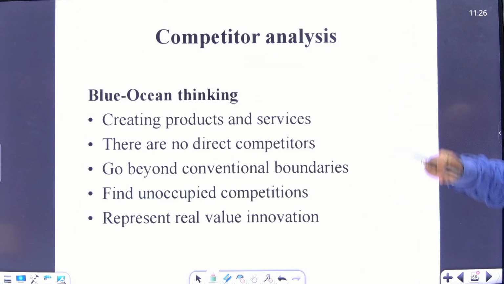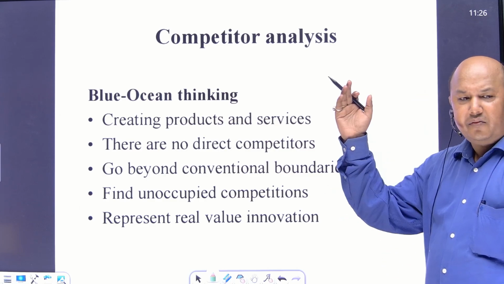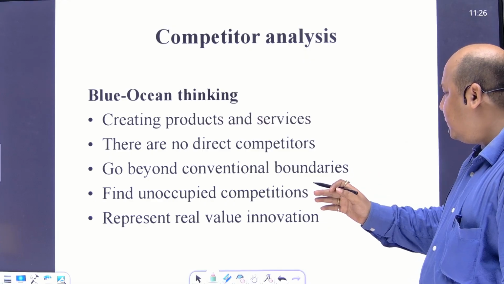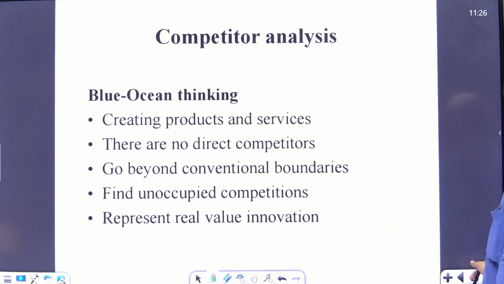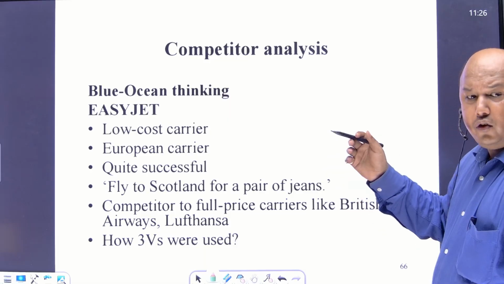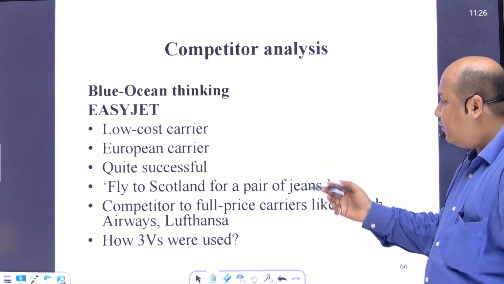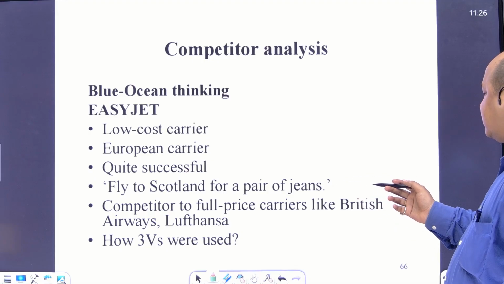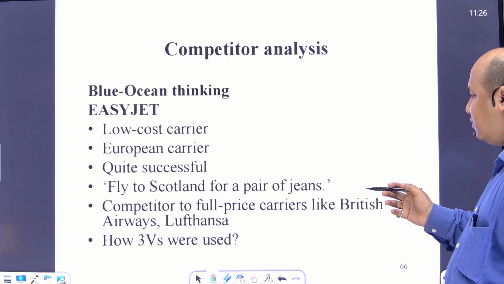Blue ocean thinking means creating products and services with no direct competition, going beyond conventional boundaries, an unconventional way of doing things, finding unoccupied space and representing real value innovation. Example: EasyJet, a low-cost European carrier, quite successful, flying you to Scotland for the price of a pair of jeans. It competed with full-price carriers like British Airways and Lufthansa.